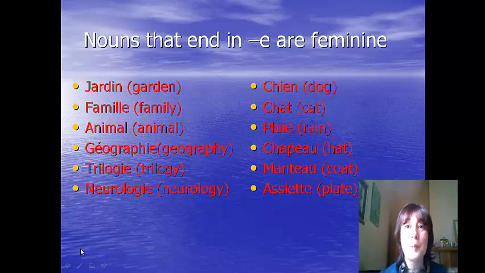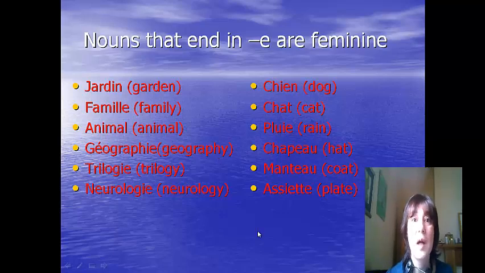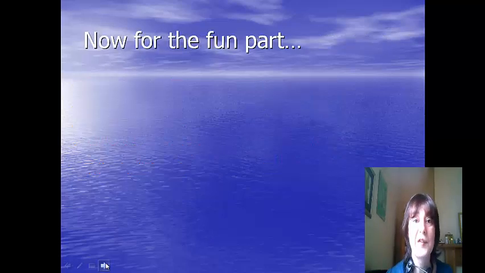Did you spot the pattern? If you look at the last three in this column here, geography, trilogy, neurology. And if you look at the English, neurology, trilogy, geography. All the words in phy in English are exactly the same in French, but they're spelled slightly differently. They're spelled P-H-I-E instead of P-H-Y, but they're pronounced the same. Geography, géographie. Trilogy, trilogie. Neurology, neurologie. I'm sure you can think of quite a few on the same pattern on your own.